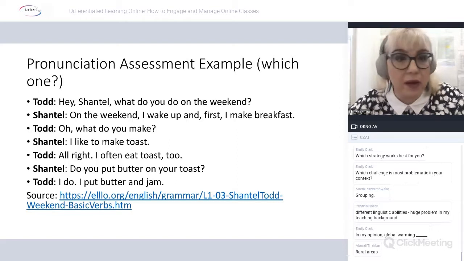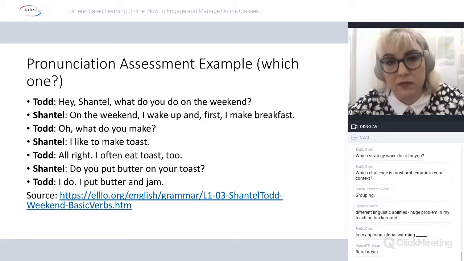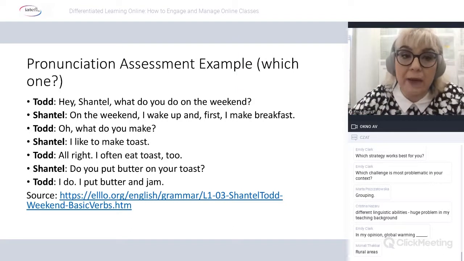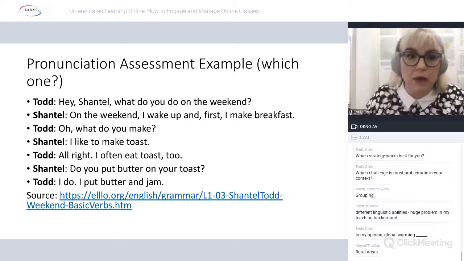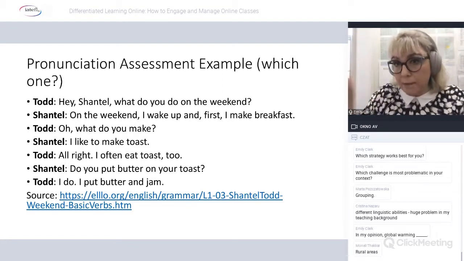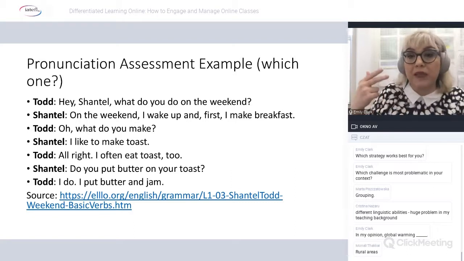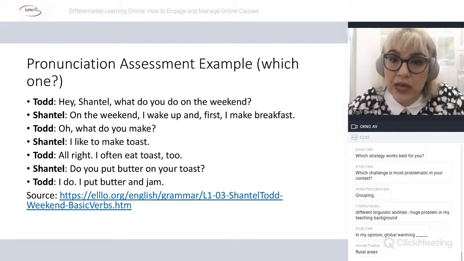Again, pronunciation, I've got to hurry quickly. Pronunciation, if they were beginners, we would just do this: read through this, we're going to have a talk. If they were intermediate, I would have them practice intonation. Hey, Chantel, what do you want to do this weekend? Falling tone. On the weekend, I wake up and first I make breakfast. So we would do some intonation, word stress. If they were advanced, I might have them write their own script, mark intonation, mark stress, mark rhythm, and then maybe they have to complete the conversation and really make it a lot more difficult. So that's something I would do.